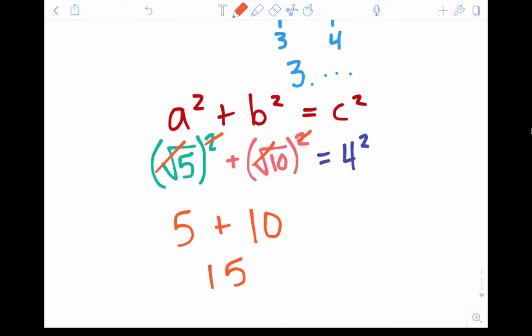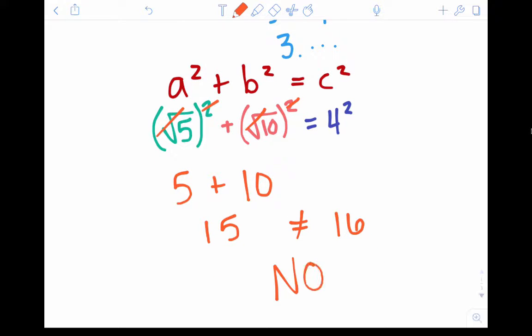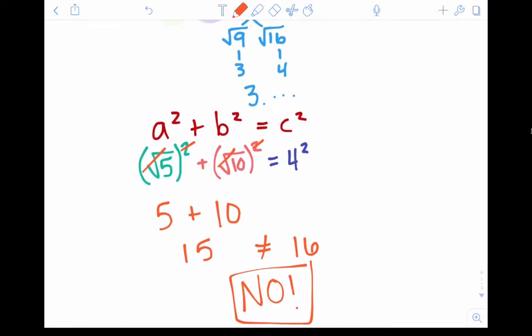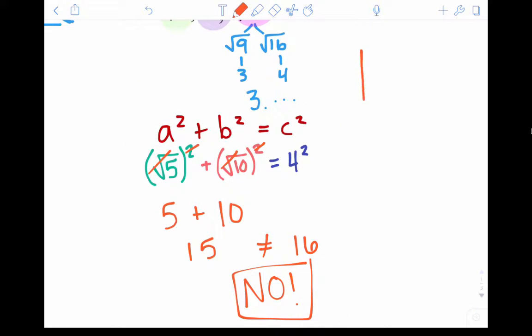Now working over to the right side, 4 squared is 16. 15 is not equal to 16, so that means that no, this is not a right triangle. So it's going to look something maybe like this. Maybe this is going to be square root of 5, square root of 10, and 4. You don't need to draw this out on your homework. I just wanted you to be able to visualize what these triangles actually look like.